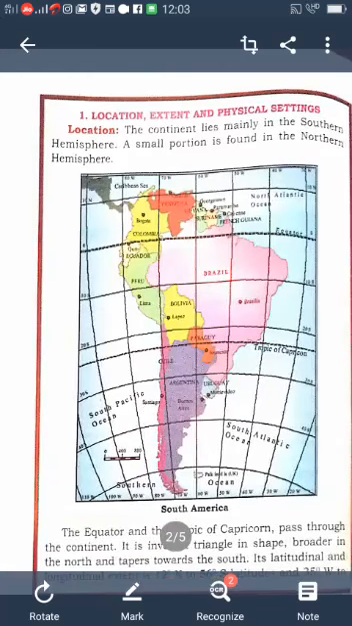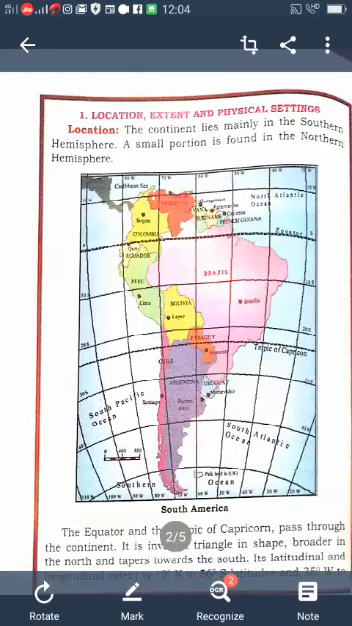Next we learn about the location, extent and physical settings of South America. Location. The continent lies mainly in the southern hemisphere. A small portion is found in the northern hemisphere also. The equator and the tropic of Capricorn pass through the continent.